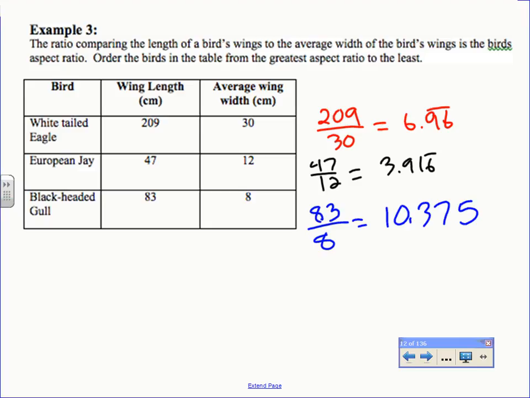What else could we have done? Or what else could you have done? Ray? Yeah, mental math. You could have used common denominators and just compared the numerators. That was probably pretty easy as well. Most of you had this when I came around. The black-headed gull was the largest. The white-tailed eagle was in the middle. And then the European Jay was the smallest.